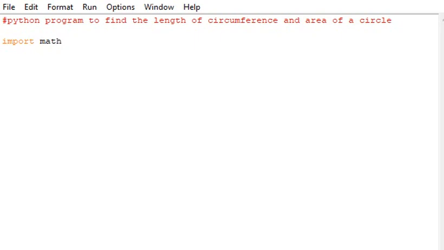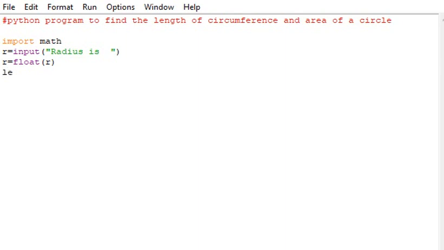Then we need to input the radius r and also convert it to float. Then we have to find the length of the circumference.